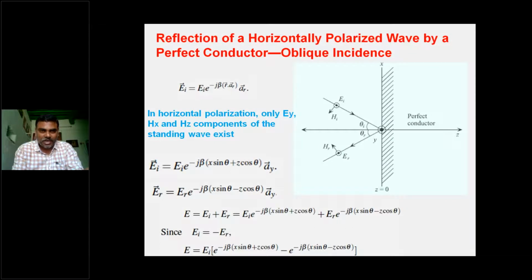So for the horizontal polarization case, here it is the same as what you have in the normal incidence case. Here also the same, we just have to replace the e power minus j beta z term in the previous case by the corresponding direction cosines, x sine theta plus z cos theta. For the reflection, x sine theta minus z cos theta. And what is that theta?